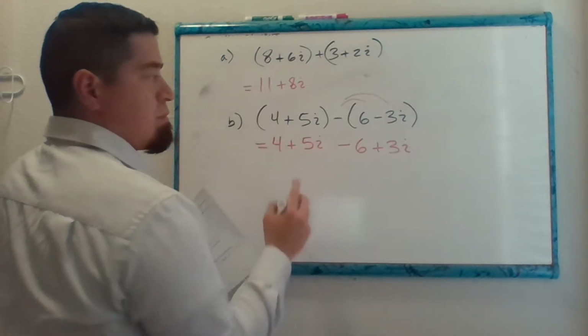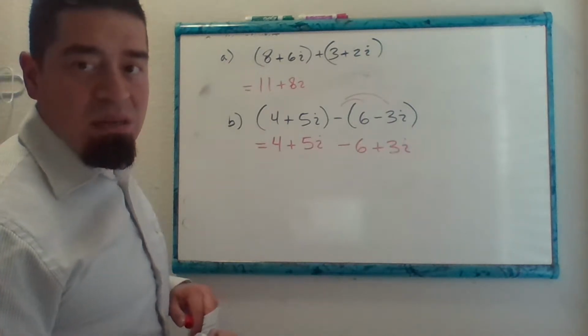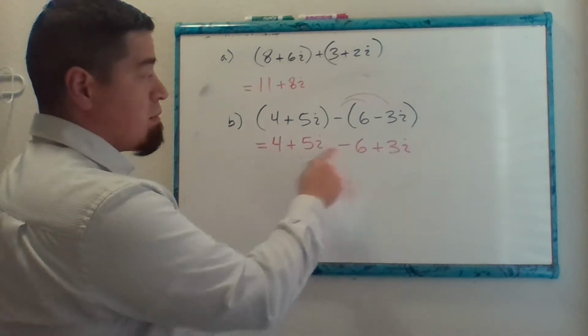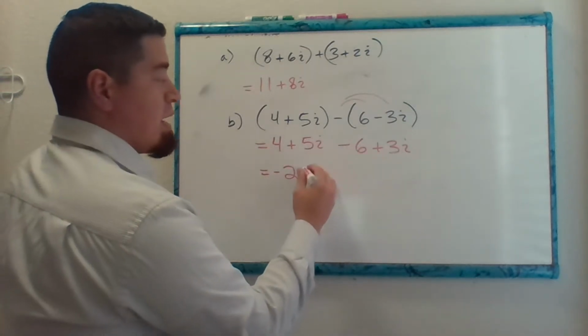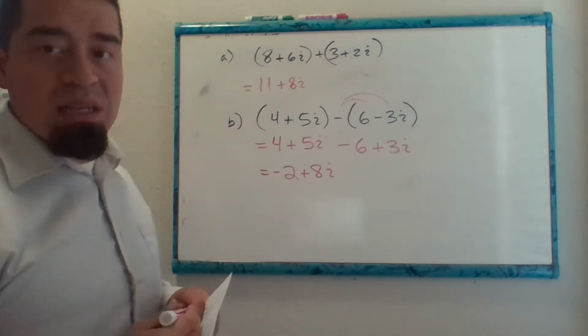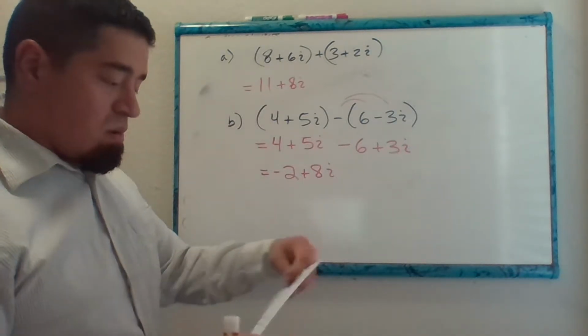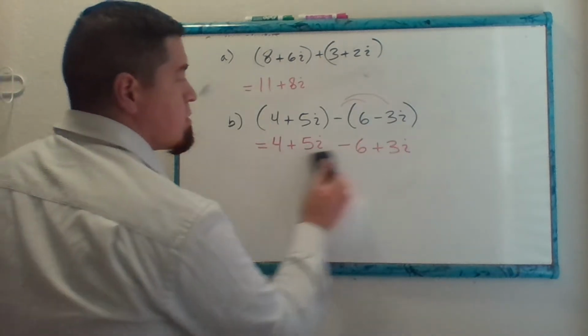From there, now it's pretty much like the addition one. You're just going to combine like terms. So 4 minus 6 gives us -2, and 5i plus 3i gives us 8i. So there's my complex number when I subtract those two numbers. So that's addition and subtraction. Let's move on to multiplication.